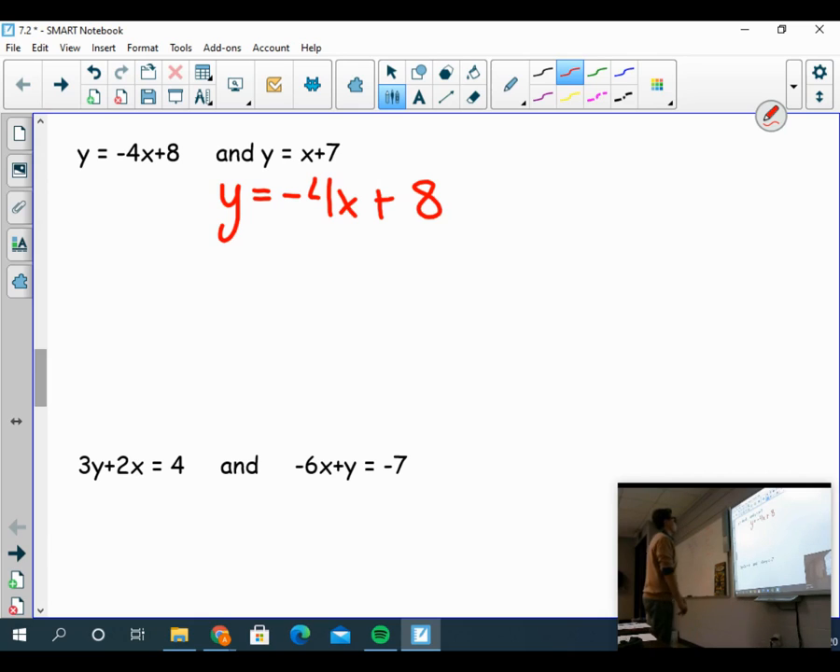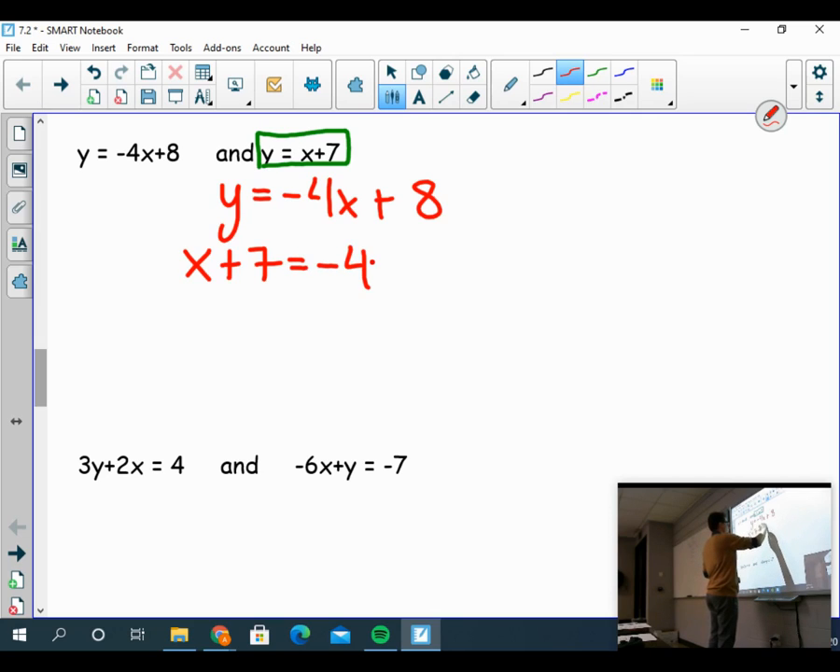So y equals negative 4x plus 8. Well, I need to get this equation in terms of one variable. I notice that y equals x plus 7. So what I'm going to do is plug x plus 7 in for y because the two things are equal. Again, if you're confused about that, pause the video, go back to the first problem and watch my explanation, or email me and I'll happily help you.